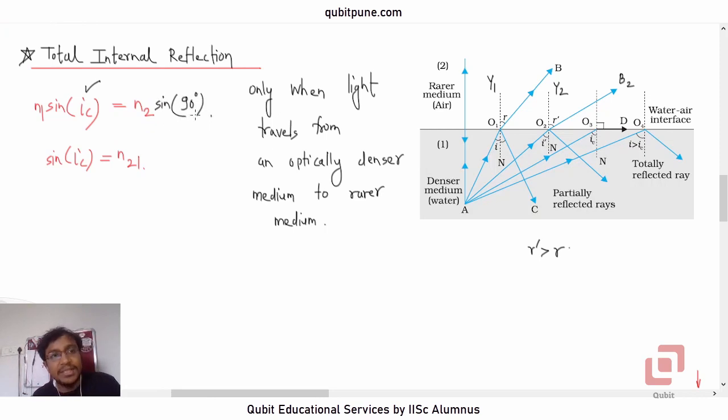Because sin of 90 degrees is 1, the formula for total internal reflection is n1 sin IC is equal to n2. And when the angle of incidence is greater than this critical angle of incidence IC, you get to see the total internal reflection, and in that case you cannot apply Snell's law because there is no refraction. Is that clear?